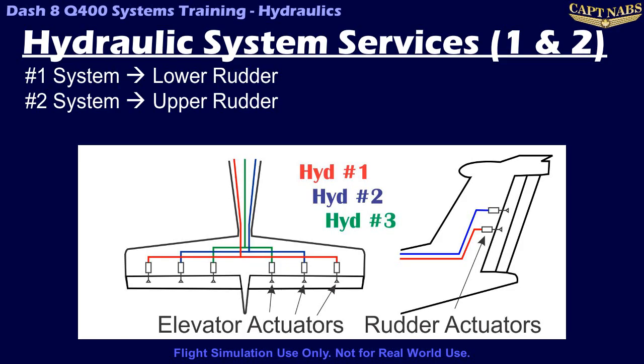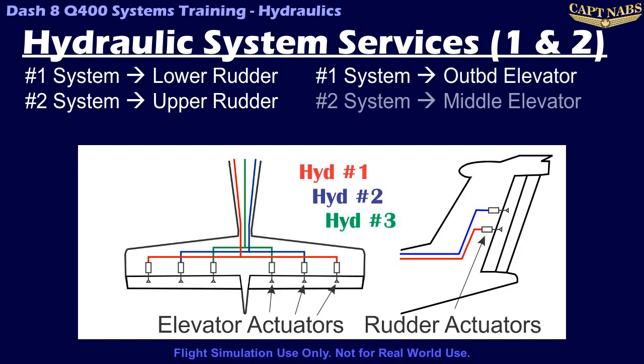For the elevators, the number 1 system controls the outboard actuators, the number 2 system controls the middle actuators, and the number 3 system controls the inboard actuator on each elevator.